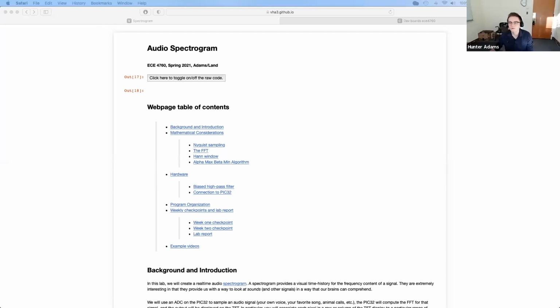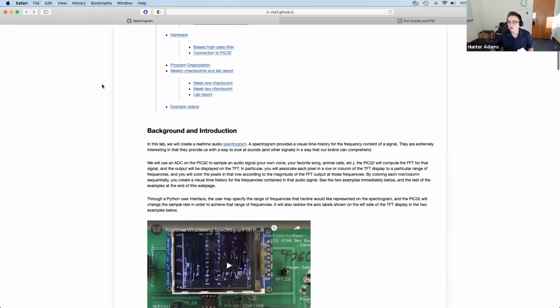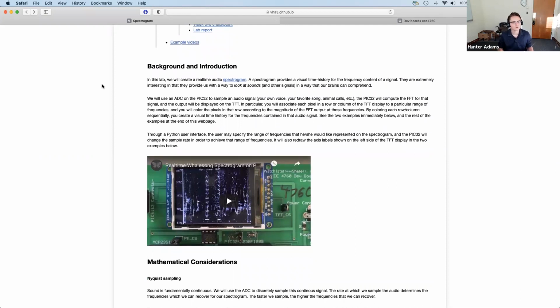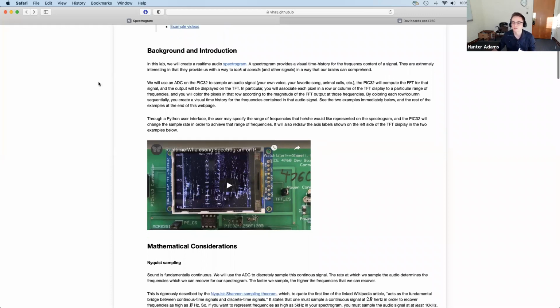And I want to essentially walk as a group through the lab 3 write-up. As you will recall from last time, the objective for lab 3 is to build a real-time audio spectrogram where the user interface degree of freedom for this lab is changing the range of the spectrogram. There are some mathematical considerations to think about with this particular project, more so than in some of the other projects. So I want to take some time to walk through some of these things.